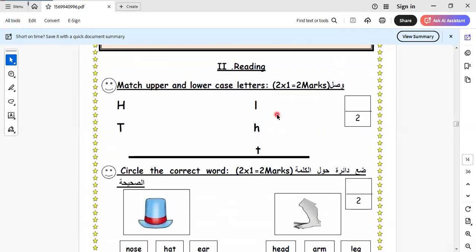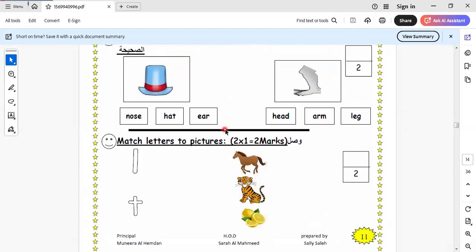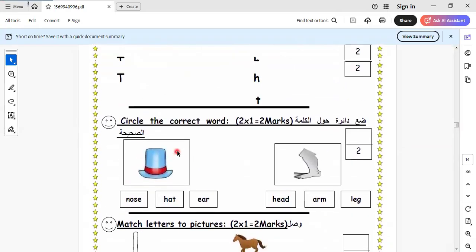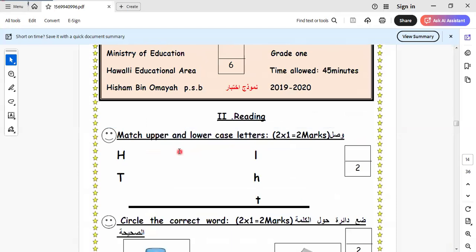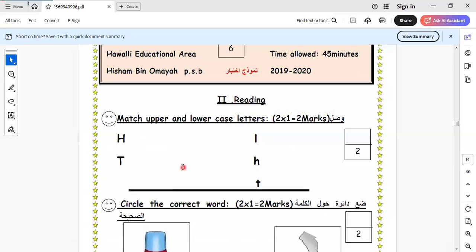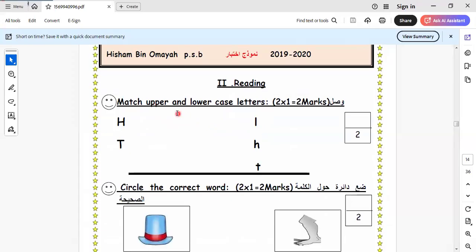Here we have reading. We have circle the correct word. We have match the letters. During the lesson we learned this, and we know how to do these questions. Here we say the upper and lower case. The upper and lower case means capital letter and small letter in the simplest way. Here we have H. Letter H is uppercase. So which is lower? This one. T, capital T, and small t, uppercase and lowercase, as we know.